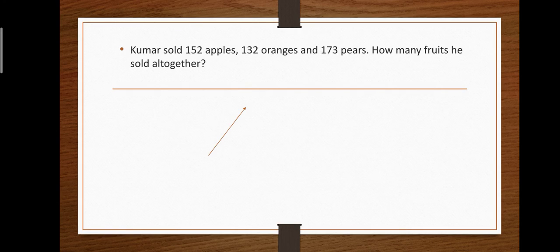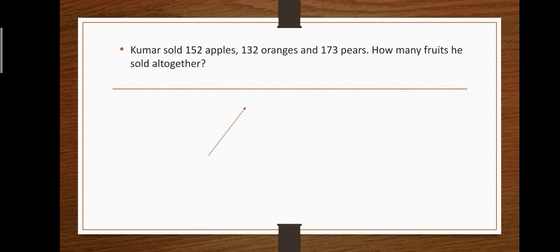Okay. First example, Kumar sold 152 apples, 132 oranges, and 173 pears. How many fruits did he sell altogether? Okay, we already read the question. Then, what is the information? Kumar sold fruits. What fruits are they? 152 apples, 132 oranges, and 173 pears. What does the question want you to find? How many fruits he sold altogether?